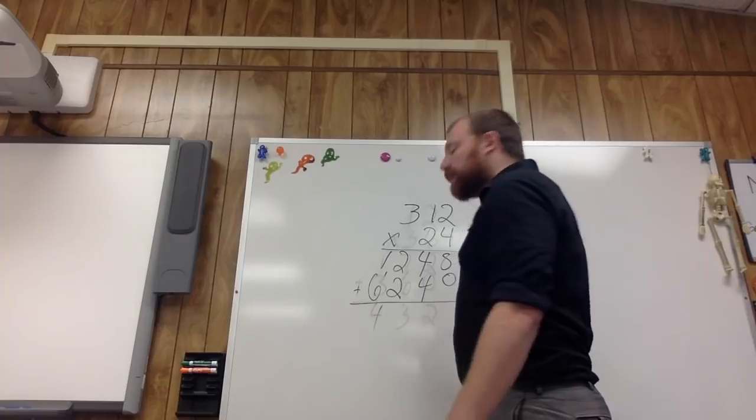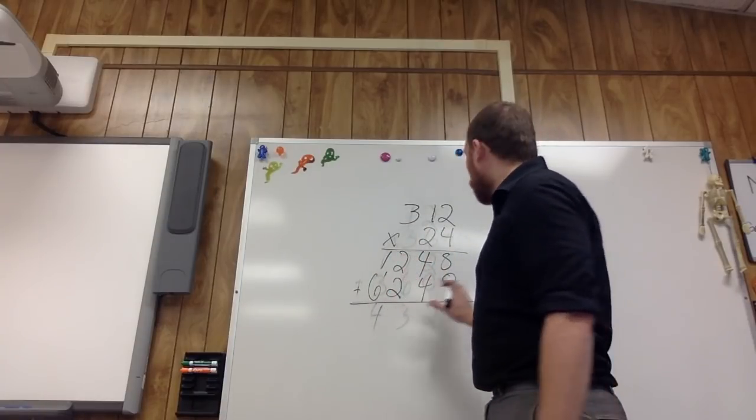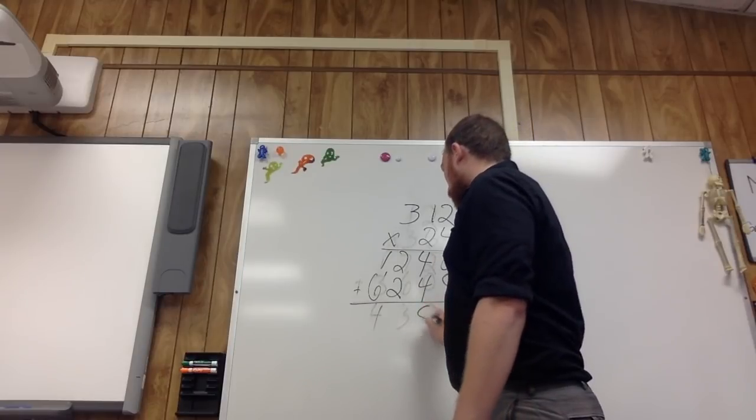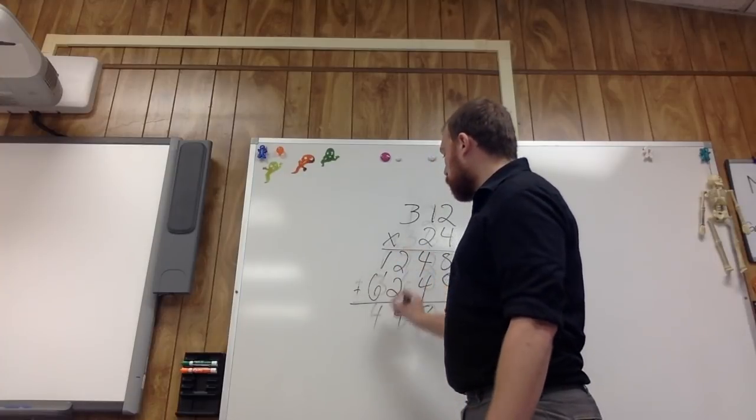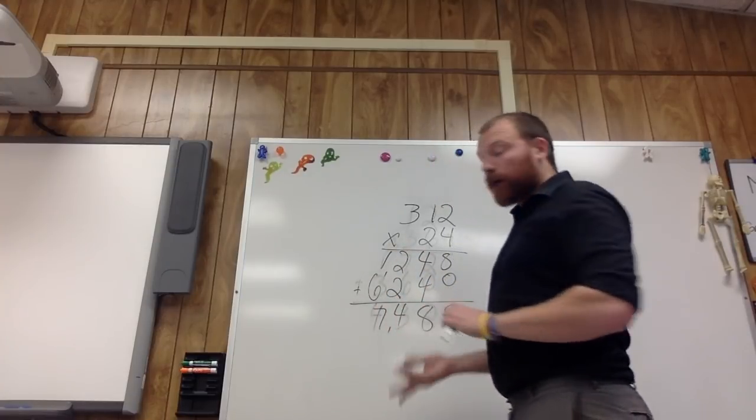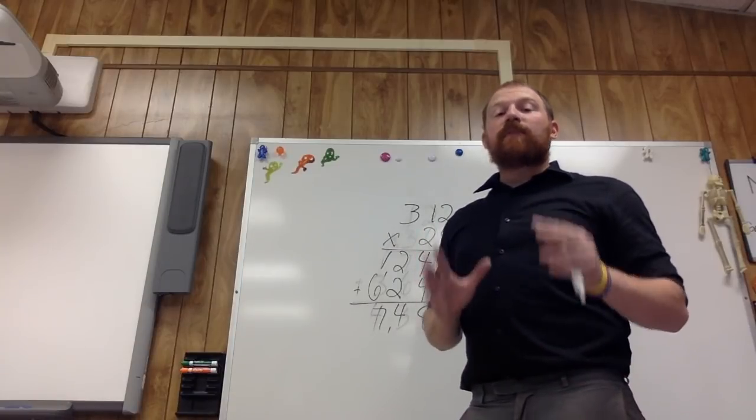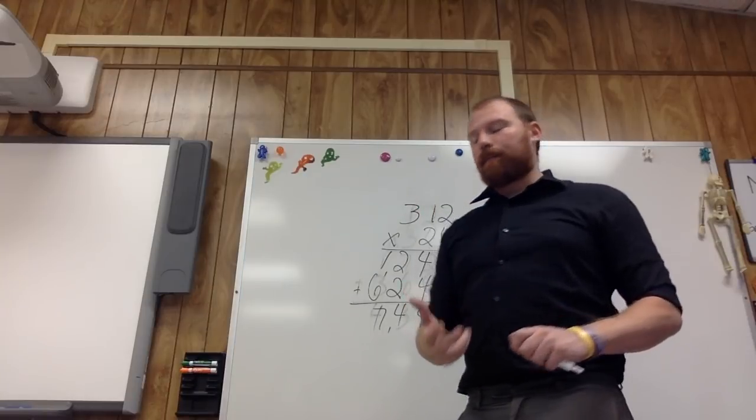And again, just like double digit by double digit, now we stay down here and we add. So 8 plus 0 is going to give us 8. 4 plus 4 is also going to give us 8. 2 plus 2 is going to give us 4. And 6 plus 1 is going to give us 7. And there's your answer, 7,488. This is very easy. Again, it's about taking it step by step.